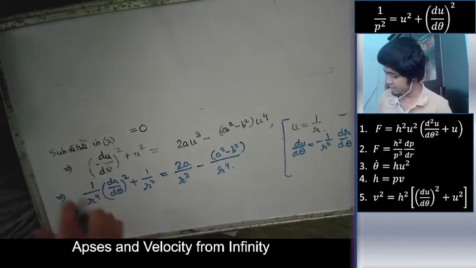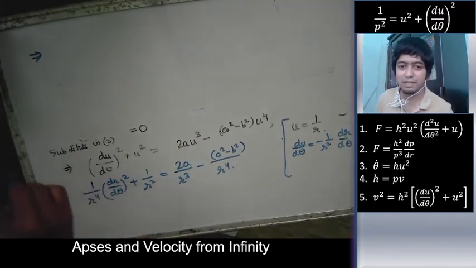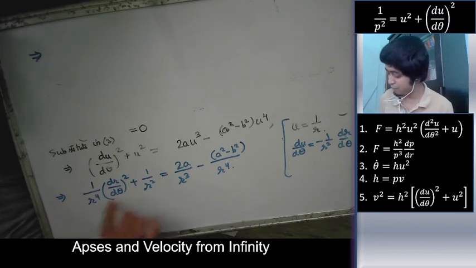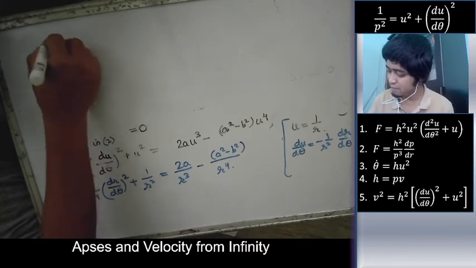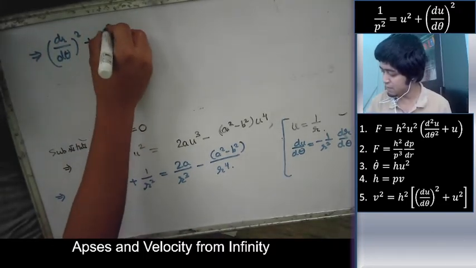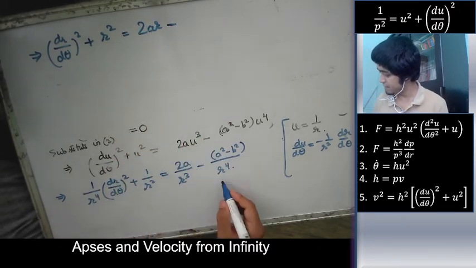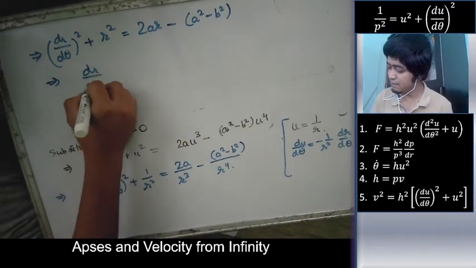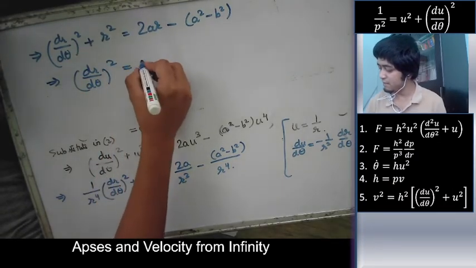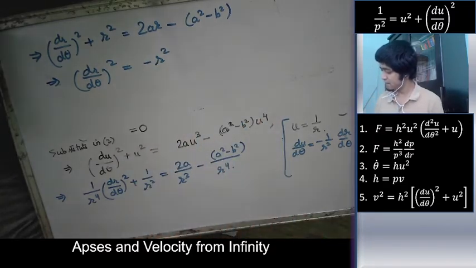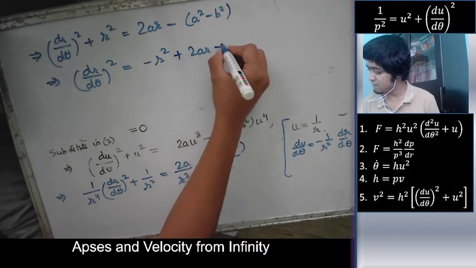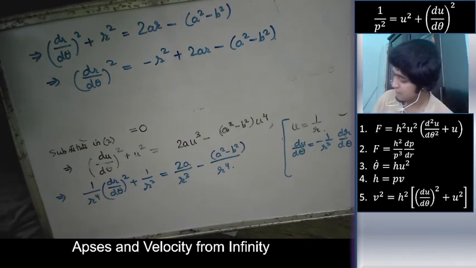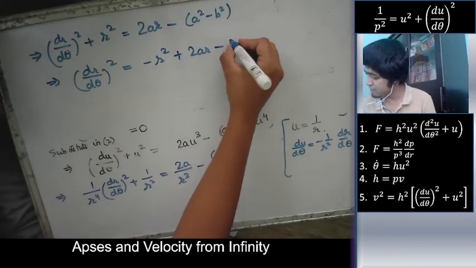Next, we just need to simplify it a bit. We will keep only dr d theta on one side, as you will see why. So the rest, transfer it to that side. First we can multiply by r power 4 throughout. You will be having dr d theta whole thing square plus r squared, and over here you will be getting 2ar, and over here minus a square minus b square. So this is what we will be getting: dr d theta whole thing square equals minus r squared plus 2ar minus a square minus b square. Maybe I will even write this one as minus a square plus b square.